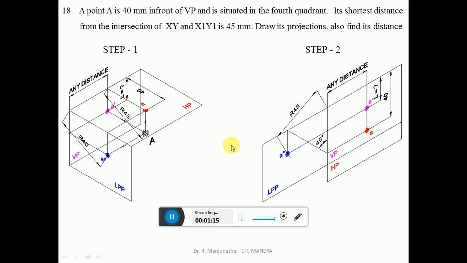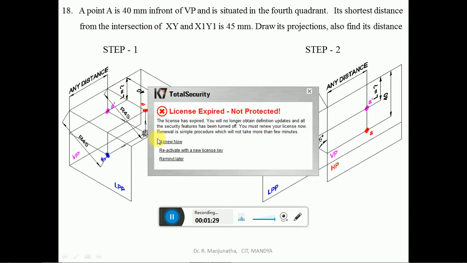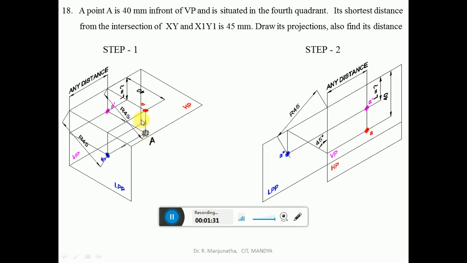Here, since we don't know the distance with respect to the profile plane, we can take whatever distance we want, that is any distance. Then when you look from the top view, we can see the distance in front of VP. When it is projected onto the horizontal plane, it will be from here to here, 40 mm. Now the distance below HP we don't know, that is the one which we need to find out. So we know the distance in front of VP, and also we know the shortest distance from the intersection of XY and X1, Y1.